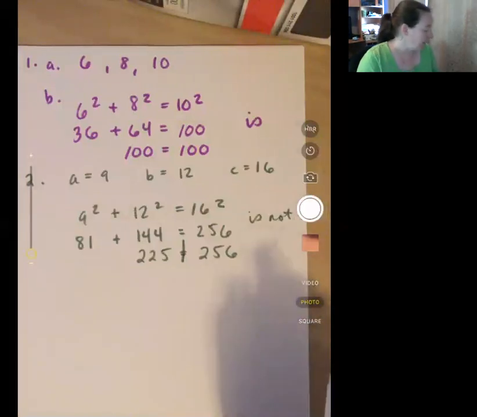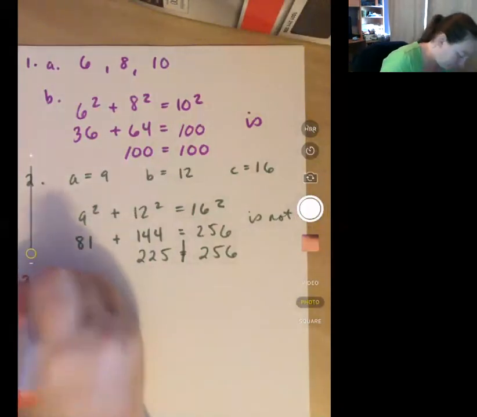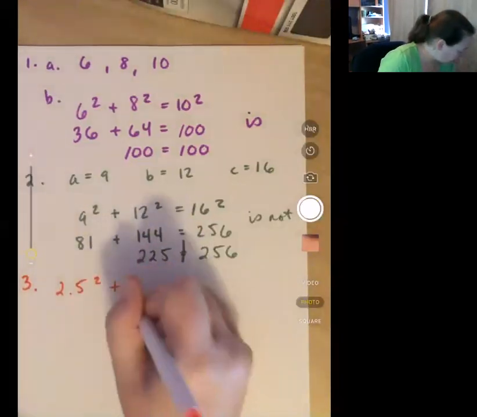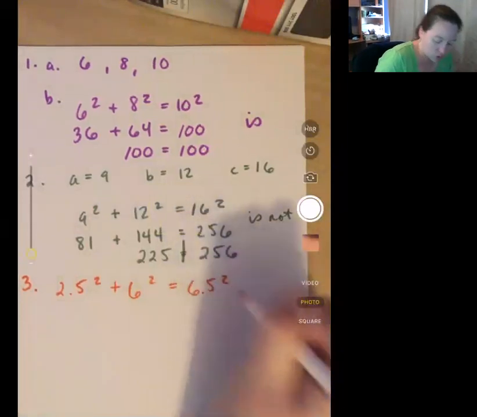Number 3, a marketing team at a new electronics company is designing a logo containing a circle and a triangle. On one design, the triangle side lengths are 2.5, 6, and 6.5. Is this triangle a right triangle? Well, let's try it and see if it works. Number 3. 2.5 squared plus 6 squared is equal to 6.5 squared.